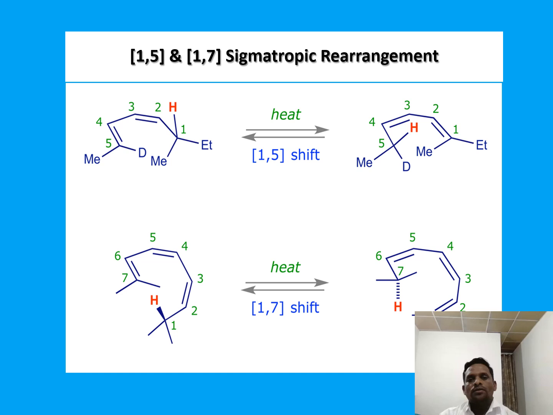Here the 1,5 and 1,7 sigma-tropic rearrangement reactions. When this substrate is subjected to heat, it gives the 1,5 shift, meaning the hydrogen which is present at the first position is shifted to the 5th position. Again, in the 1,7 shift the hydrogen from the first position is shifted to the conjugated system at the 7th position. That's why they are named the 1,5 shift and the 1,7 shift.